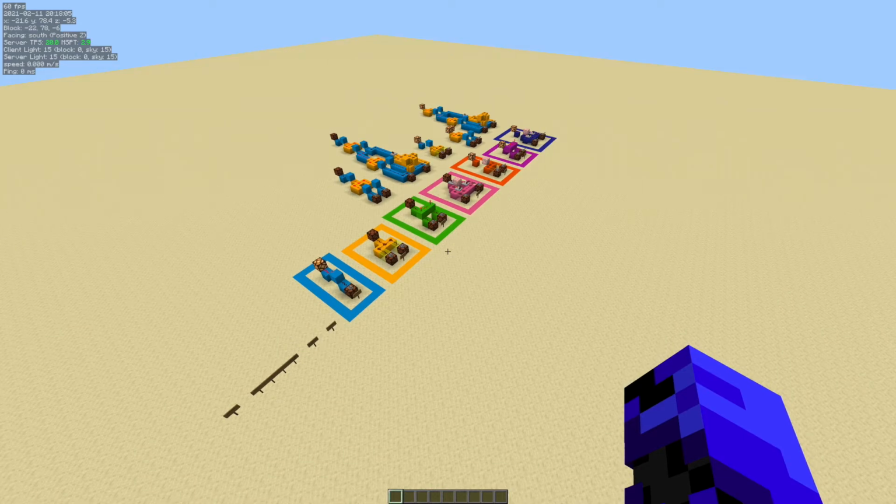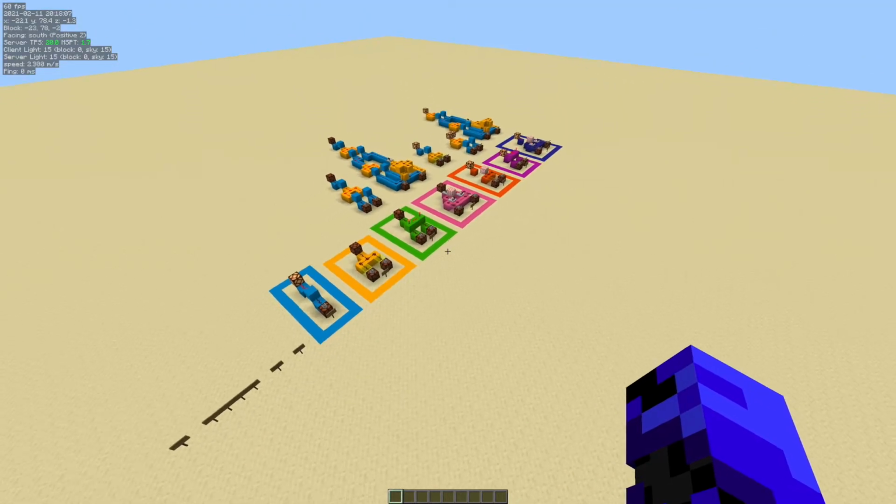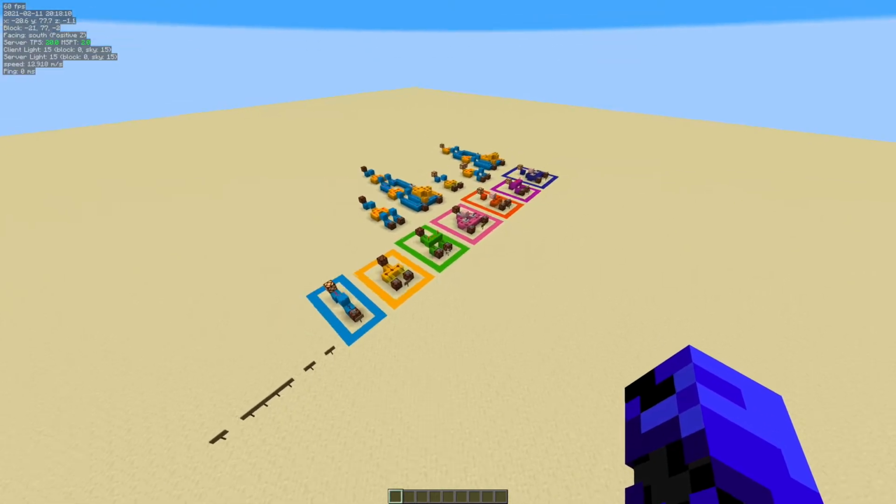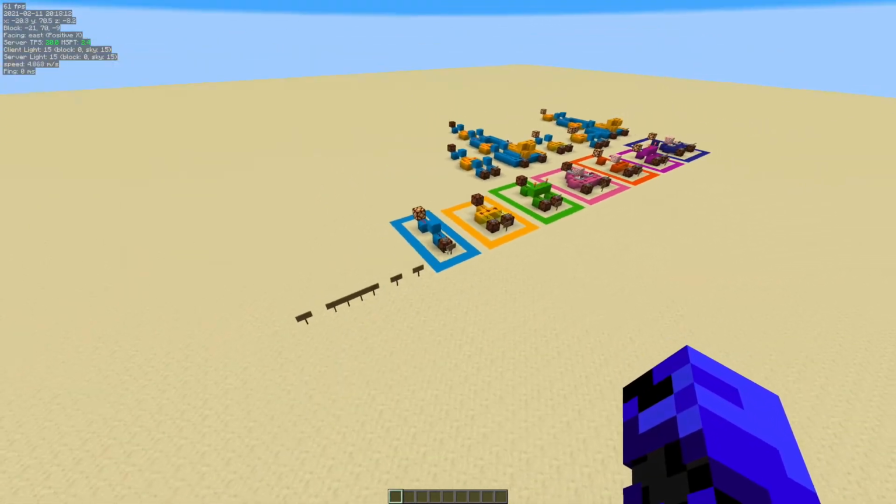Hello everybody, and today I just want to tell you about logic gates. A lot of people don't actually know what logic gates are, and let me explain that to you.